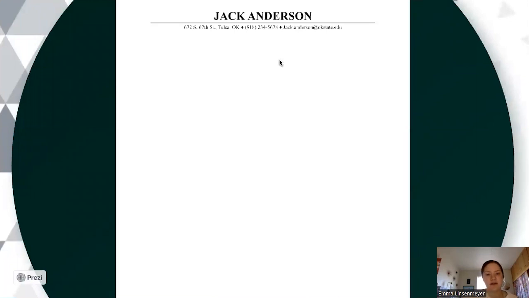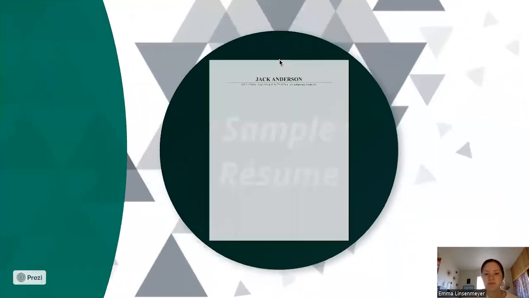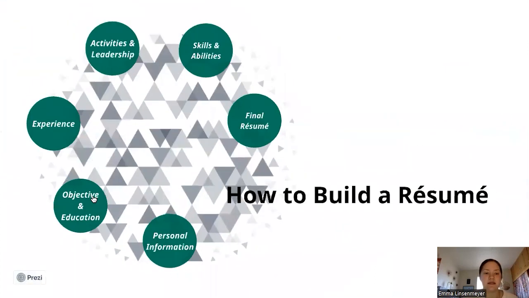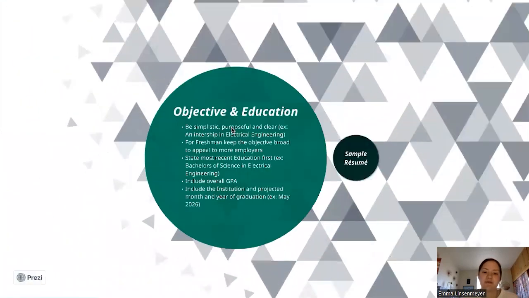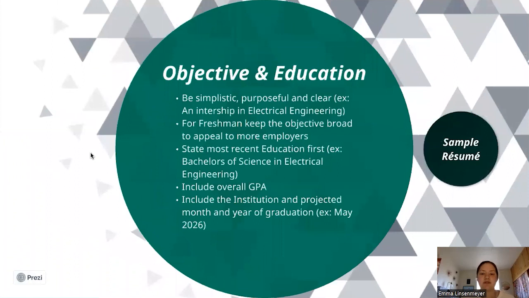Now the second part that we'll look at is the objective and education. Now, for this objective, you're basically wanting to put a statement of what you're looking for in this job or applying to this occupation, what you want to see happen from it. So be simplistic, purposeful, and clear.